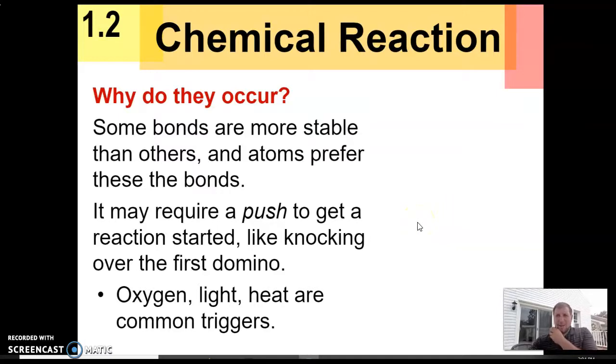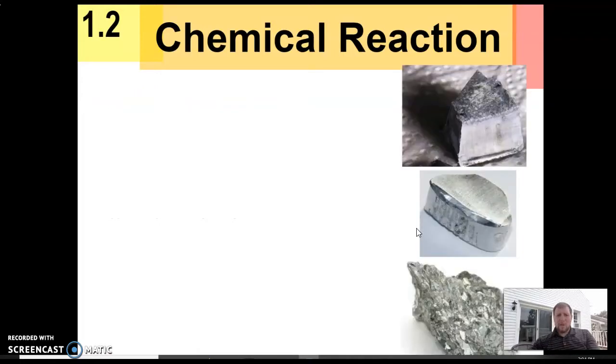These are all things that can get an unwanted chemical reaction started, which, by the way, is why we preserve food in cans or in the refrigerator. To preserve food, we just limit the amount of oxygen, light, or heat that it's exposed to, to reduce the chance of those chemical reactions going off.